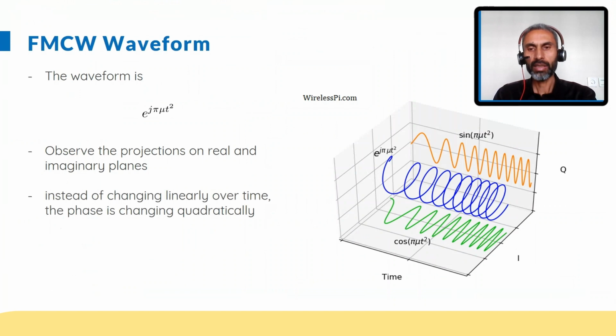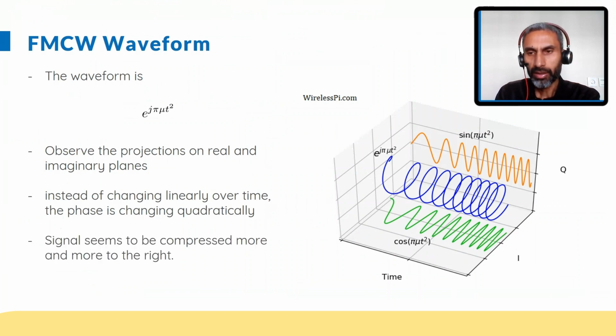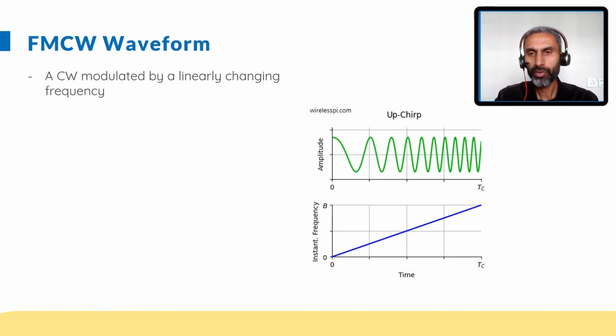But instead of changing linearly over time, the phase is changing quadratically over time, which means that it is getting faster and faster, and the signal seems to be compressed more and more to the right side. It is similar to how we define speed as the rate of change of distance and acceleration as the rate of change of speed. Let us see the two-dimensional view now.